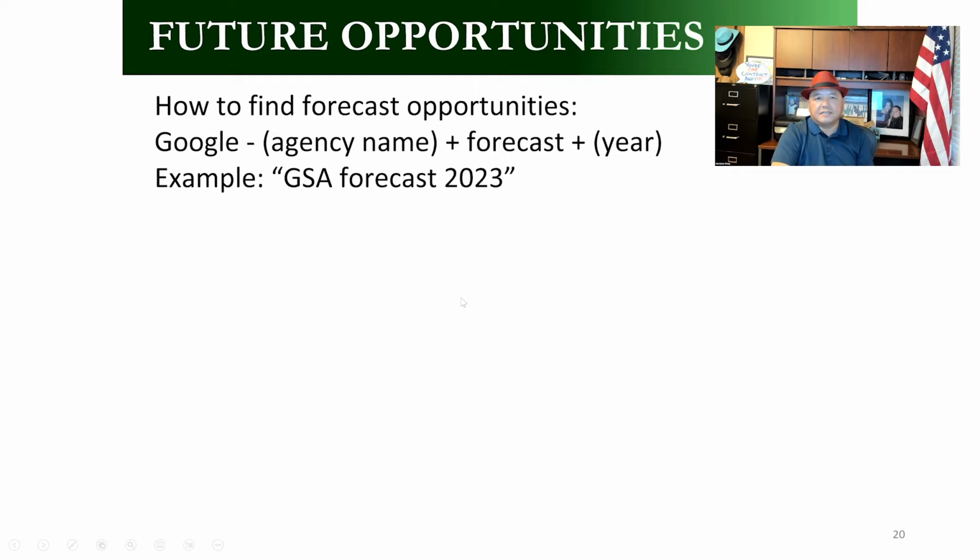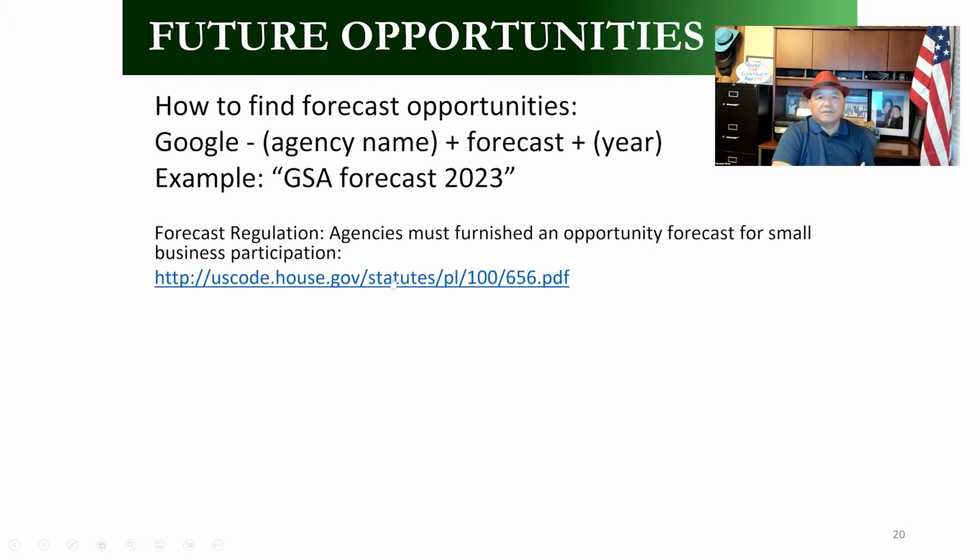Future opportunities. The government, through regulation, says that every agency must have a forecast made available so that small businesses can understand what's coming up. And the challenge with this is, as a small business, you don't understand the procurement process. You don't understand that it takes 12 months to do a purchase full life cycle. And so you don't know that.